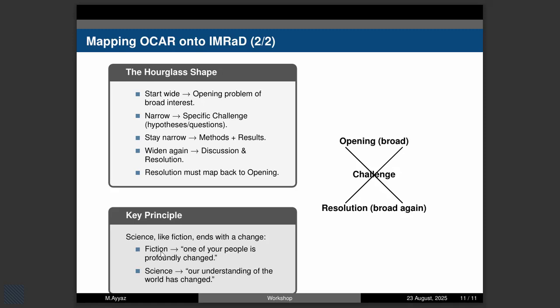So the key principle is that in fiction, one of the people is profoundly changed. In science, our understanding of the world has changed. So the characters of our story are usually our understanding in the scientific part. So most of the principles that we use in fiction can be adopted directly or indirectly while writing science.